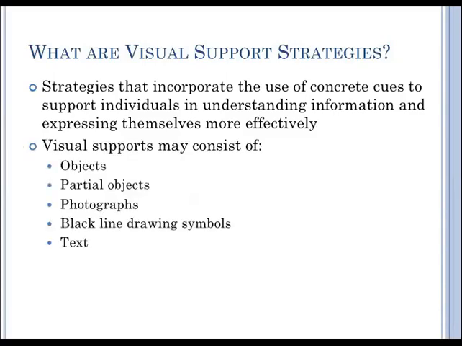The kinds of visual supports that we'll be talking about can be represented in a variety of ways. So they might be represented using real objects. We might be using partial objects, and I'll be showing you some examples of this. We also might be using photographs or black line drawing symbols, and there are a variety of different brands of black line drawing symbols, so we'll look at a couple different sources for those. And then for individuals who may have some reading ability, we might also be using text. And so our visual supports could consist of one or more of all of those different items.